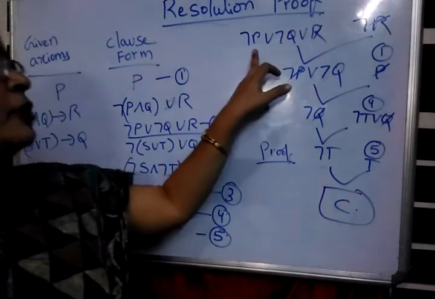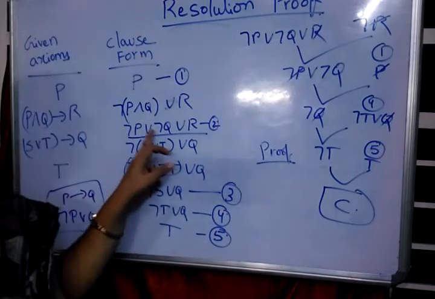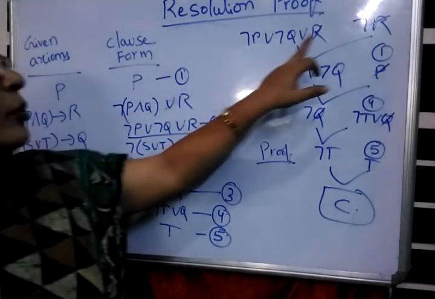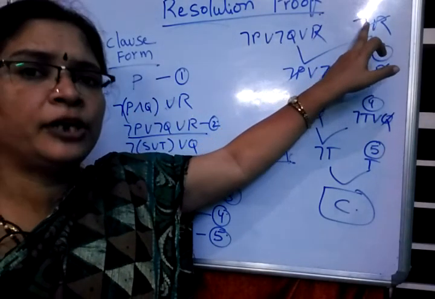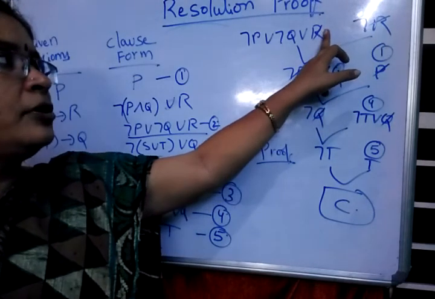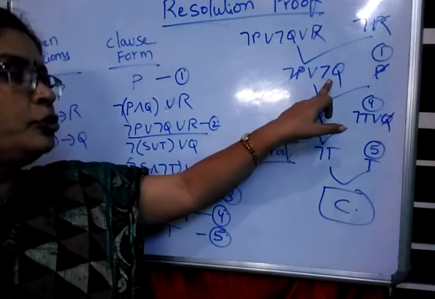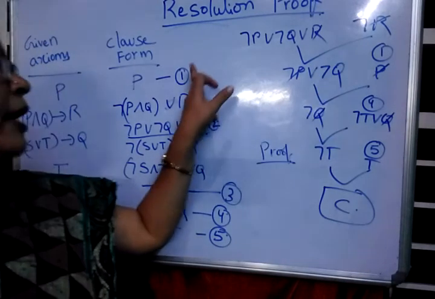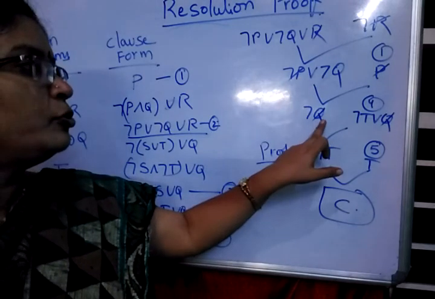Now I am starting with negation P or negation Q or R, which I have taken as number 2. Here R is taken with negation R, as I started with proof by refutation. Negation R and R will be cancelled. What is the resultant? Negation P or negation Q. I take P with negation P, so negation Q is the resultant.